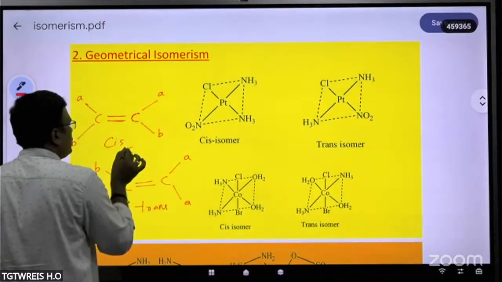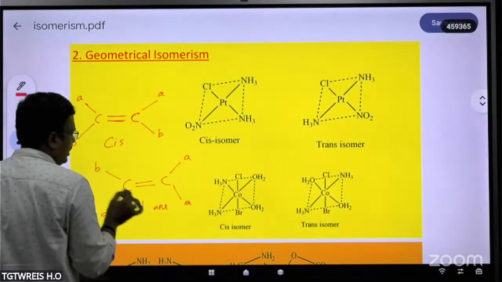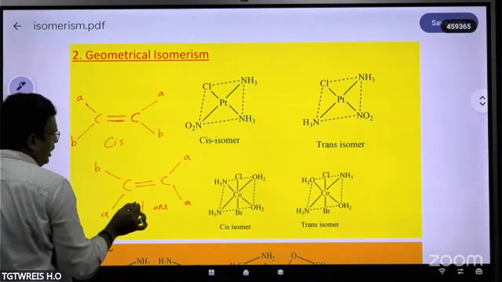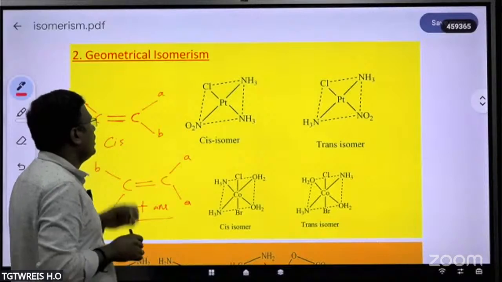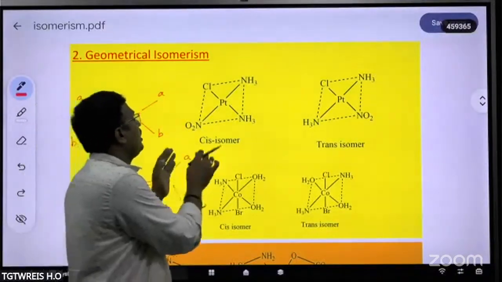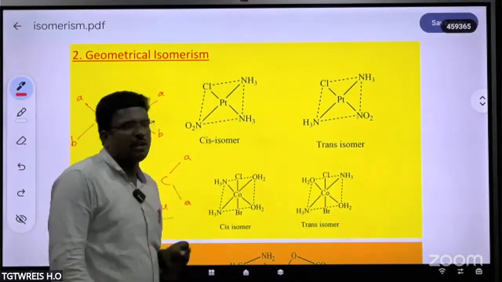This is cis compounds. So cis compounds are optically inactive in the stereochemistry, and trans compounds are optically active compounds. Okay, that is the stereochemistry. That is another thing. But here we will be discussing geometrical isomerism in coordination compounds.